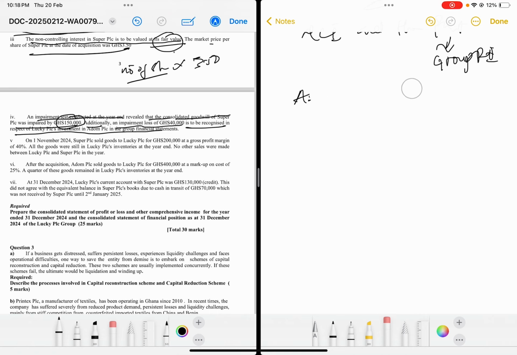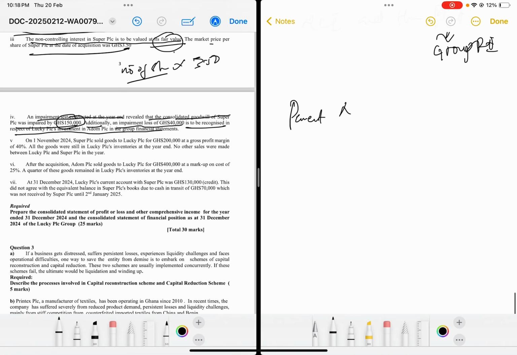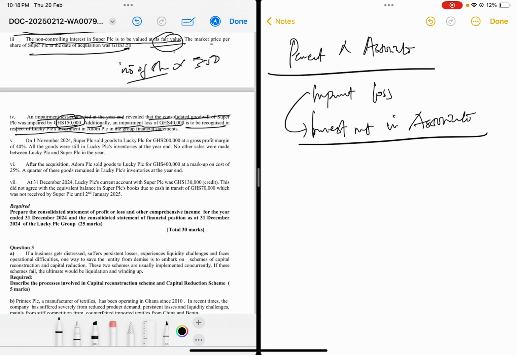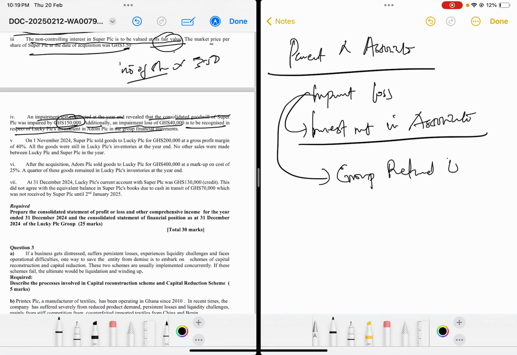So if the relationship is parent and associate, the impairment loss that occurs between the parent and associate relationship is subtracted under investment in associates. Just like how the impairment loss between parent and subsidiary is subtracted under goodwill, this will be subtracted under investment in associates. Then you know that when it's subtracted, it means that somebody else has to incur that impairment loss. So the rest of the impairment loss will still be borne by the group retained earnings, meaning it's going to affect their profit. So when there's a parent and associate relationship and there's impairment loss, you are supposed to deduct the impairment loss under what investment? So that's why they are saying that.